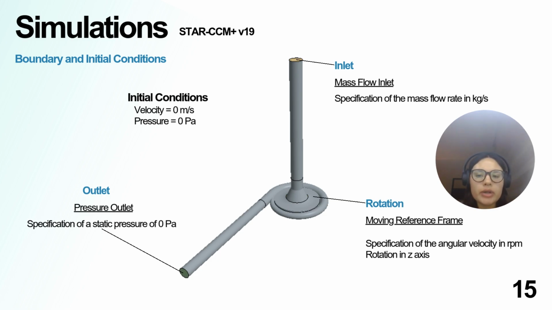In the case of the boundary conditions, they were divided into three different zones: the inlet, the outlet, and the rotating parts. The inlet was defined as a mass flow inlet. The outlet was defined as a pressure condition, and the rotating part, the impeller, was defined as a moving reference frame around the z-axis. These conditions are essential for ensuring that the simulation results are reliable and applicable to real-world scenarios, providing insights into the system performance and behavior under specified conditions.